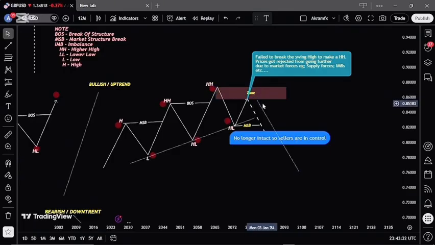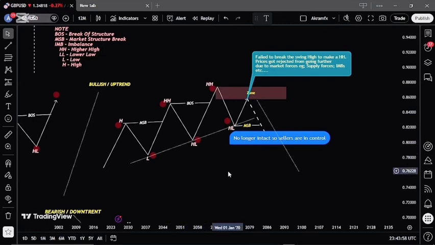So the moment prices come and break the higher low and we have a market structure break, then the trend is changing into a downtrend. So we say this trend or the uptrend is no longer intact, and we do not expect you as a trader to go for buys anymore. So no longer intact.